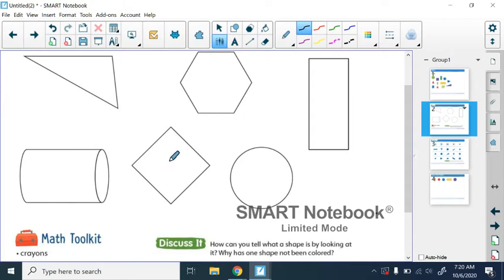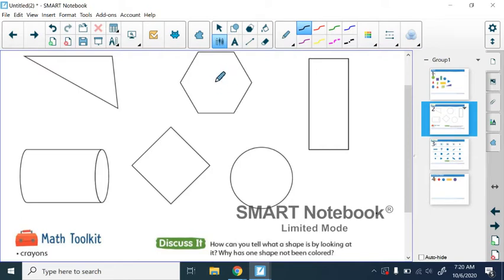You're right. This is a square. It has 4 sides that are all the same size. And even though it's kind of turned, it's still a square. It still has those 4 sides that are the same size.